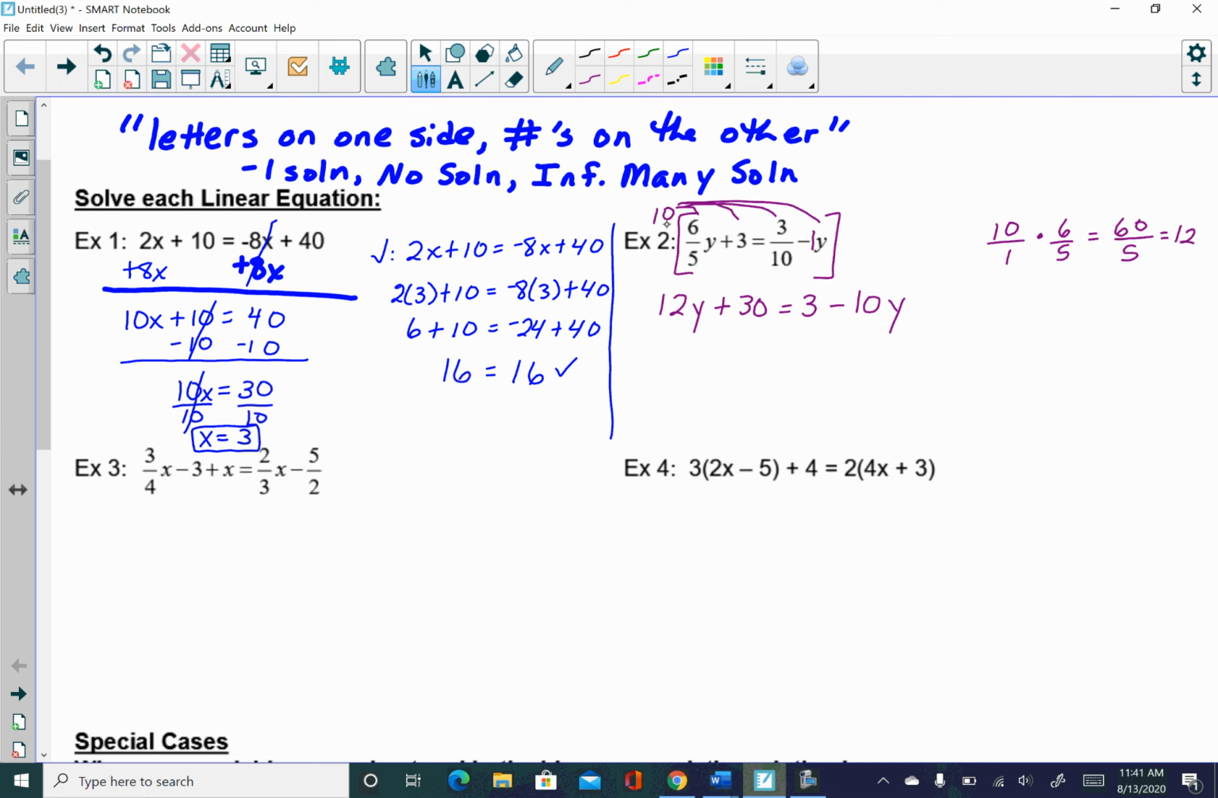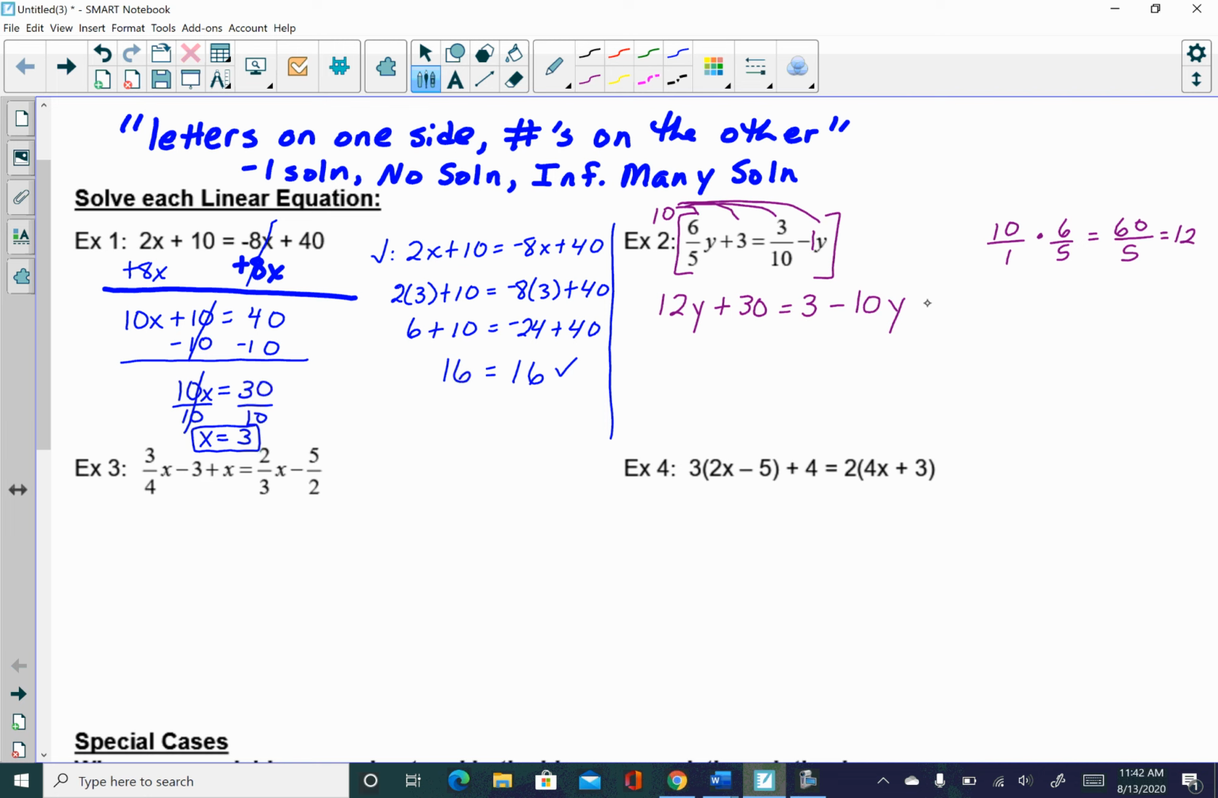Whatever common denominator you have, take that number, if you have a fraction, divide it by the bottom number, and then take that answer and multiply up top. So I'll go through it one more time. 10 divided by 5 is 2. 2 times 6 is 12. Plus, next term, just multiply straight across. 10 times 3, 30. Got a fraction again. 10 divided by 10 is 1. 1 times 3 is 3. And then 10 times negative 1 over there would give me negative 10y.